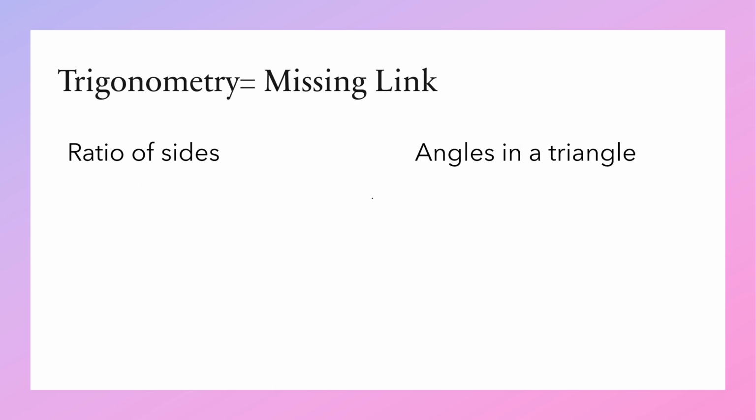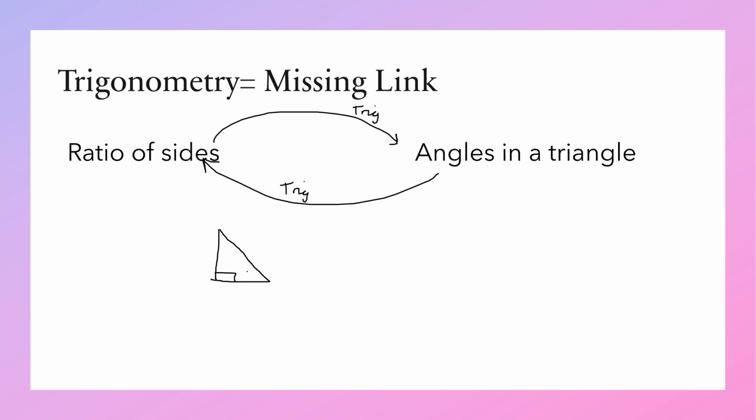So trigonometry is essentially the missing link. It tells us if we know the ratio of sides in a triangle, we can work out the angles, and if we know the angles in a triangle, we can work out the ratio of sides. And we start off with right angle triangles because we know at least one angle is 90 degrees.